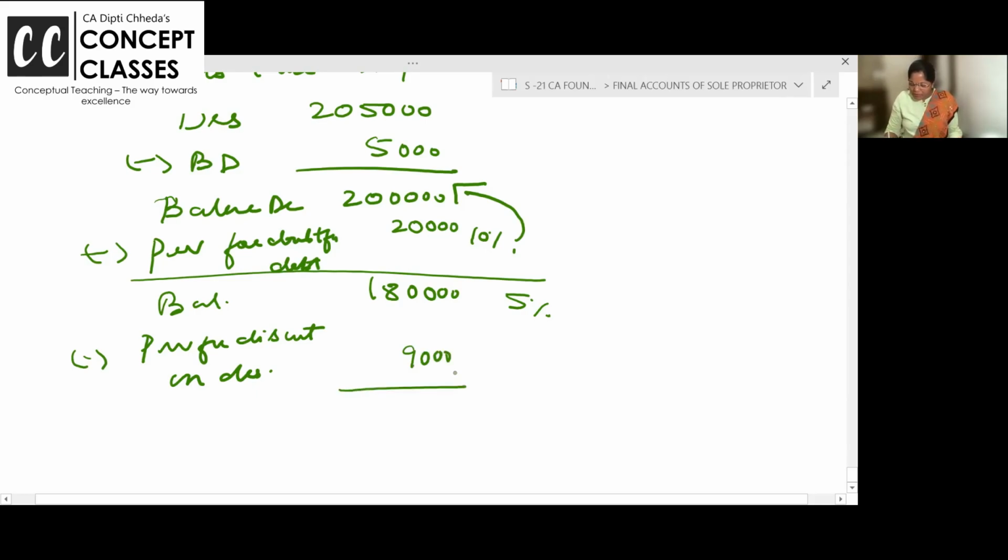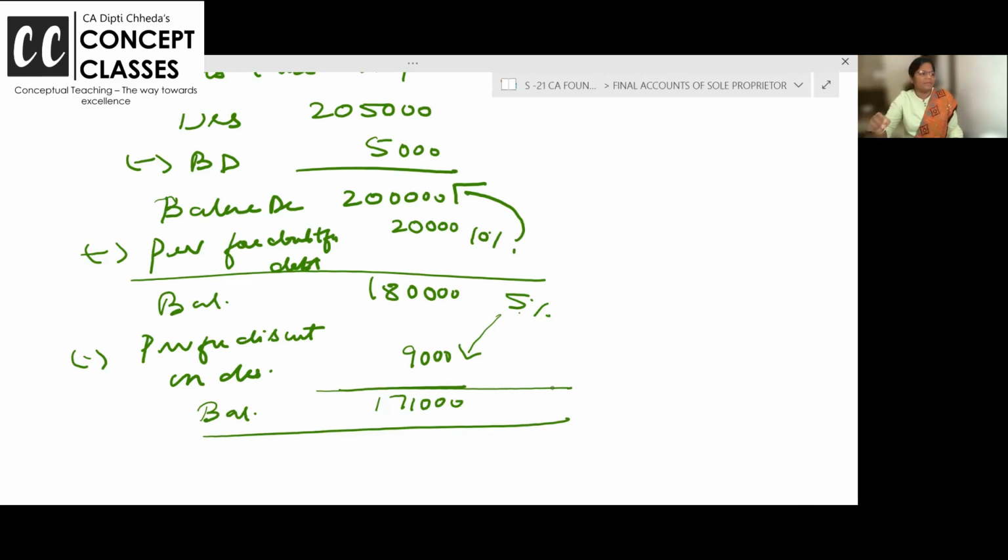Why will I not make 5% on 20,000? On the 20,000 I am doubtful, it may or may not be received. So I will make a provision for discount on debtors of 9,000. That is 5% on the balance debtors. And now the balance is 1,71,000.